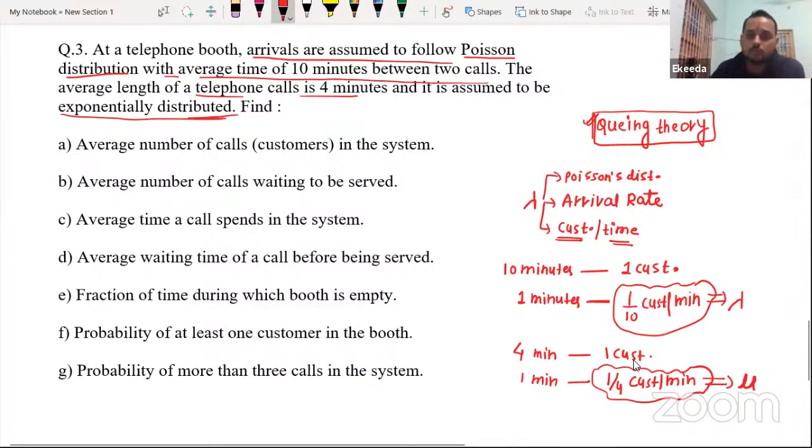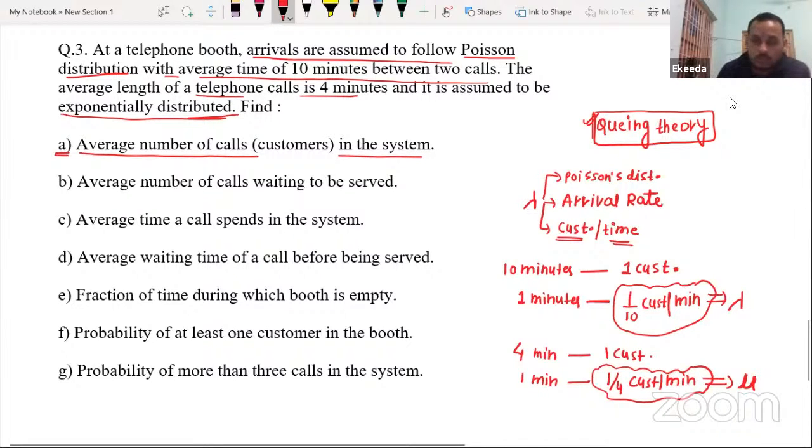Okay, it is exponentially distributed. So lambda is 1 by 10 and mu is 1 by 4. Mu is our service rate and lambda is our arrival rate. First thing they are asking is to find the average number of calls in the system.